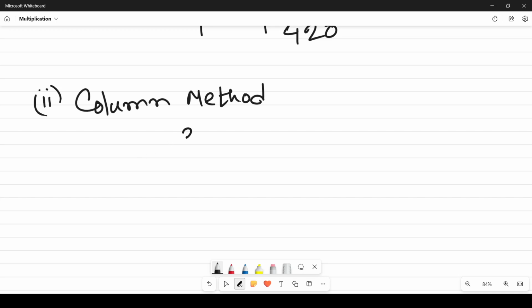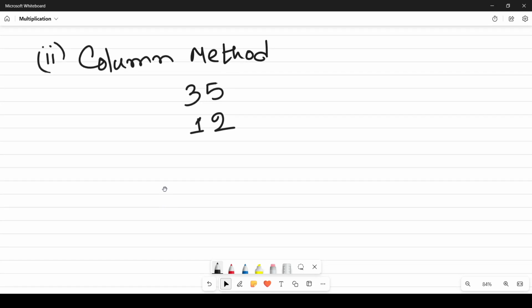So let's take the same numbers here, 35, 12. We have written these numbers in one column, that's why the method is called column method. Okay, so now we want to multiply them. What we are going to do, we are going to take the first digit of the lower number, the bottom number, and then multiply all the digits of the above number. So what do we have here? We have 5 times 2, so it's basically 10.